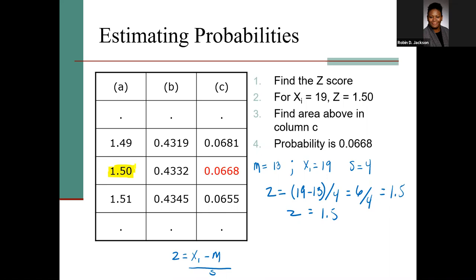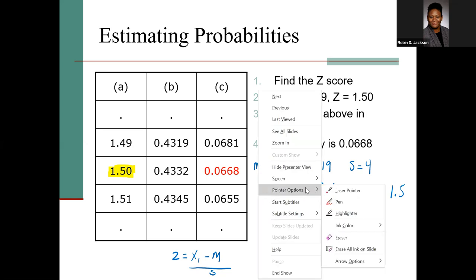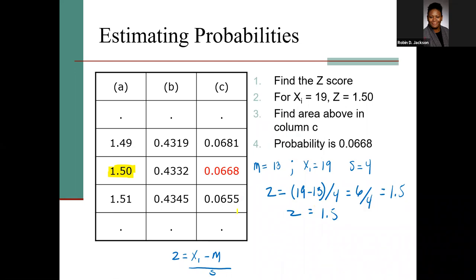Now, remember what the question was. Let me back up. Again, if you didn't write it down, it is: what is the probability of randomly selecting a score of 19 or more? That's key, because it's telling us we want to know the area above that Z-score.